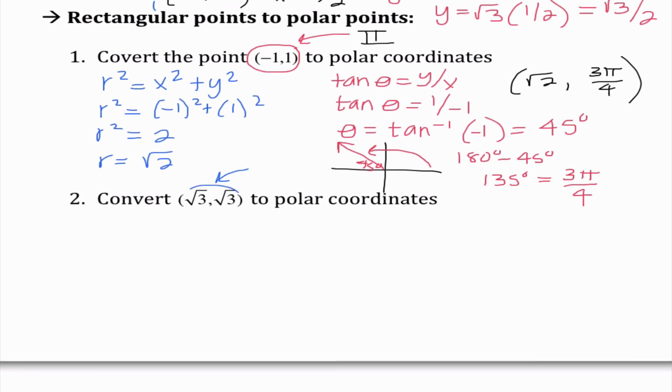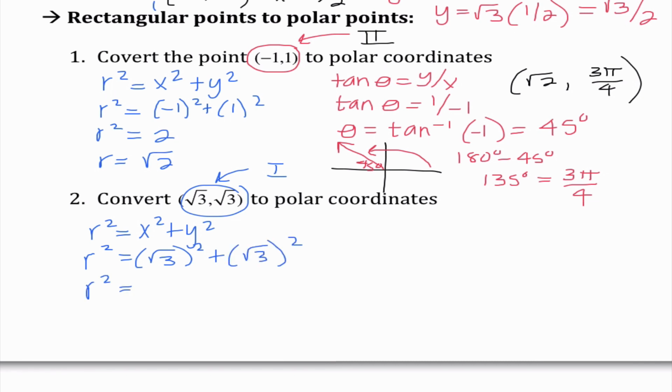This time, this ordered pair is in quadrant 1. Okay, so I'm going to say r squared equals x squared plus y squared. So r squared equals radical 3 squared plus radical 3 squared. So I have r squared equals 6. So r is radical 6.